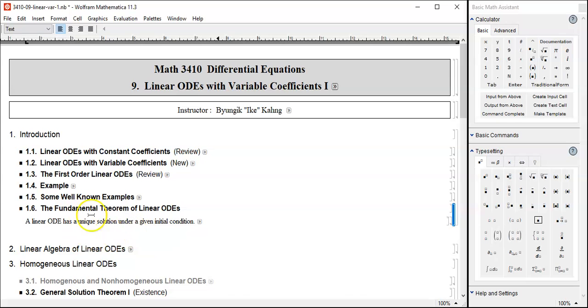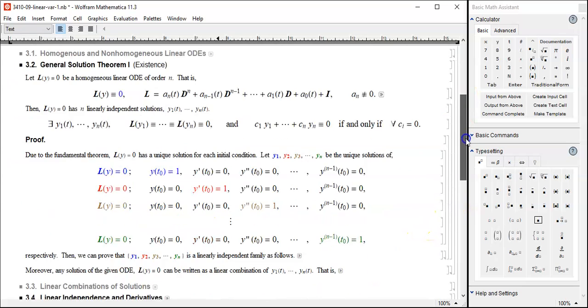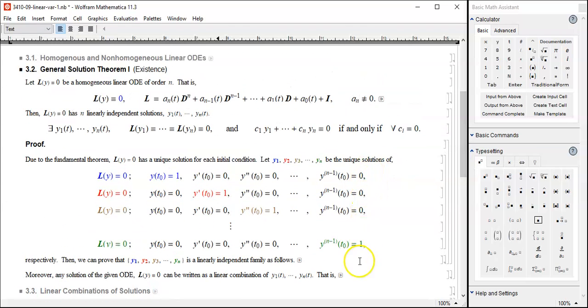A unique solution exists given an initial condition. So we gave initial conditions like these, and we have unique solutions, y1 through yn, each for its own initial condition. What's left is to prove that y1 through yn are linearly independent. That is, if I set up a linear combination equal to 0, I would like to prove that all the coefficients, c1, c2, c3, all of them, are equal to 0. So that's what we have to prove.